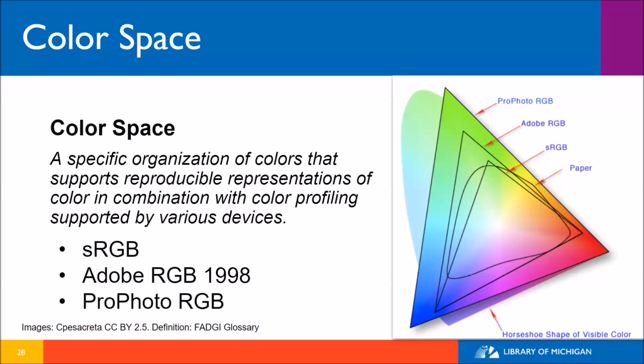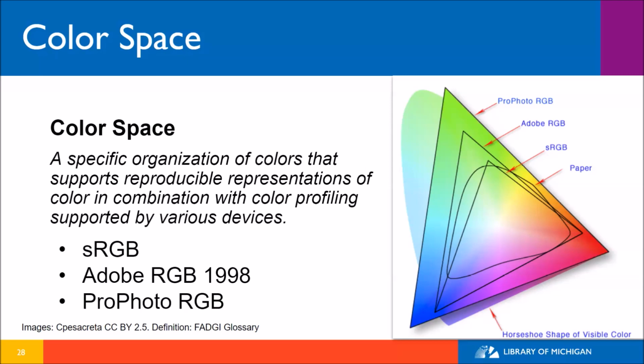Now, when you're digitizing visual material, you have a few options for color spaces. A color space is a specific organization of colors that supports reproducible representations of color in combination with color profiling supported by various devices. Each color space can represent a particular gamut or range of colors.